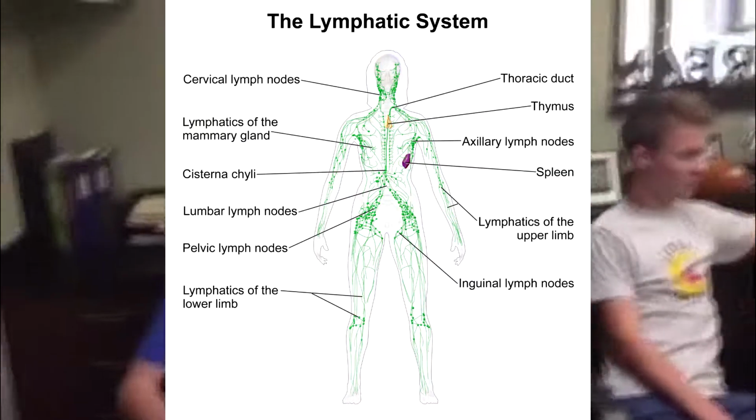So today we'll be talking about the lymphatic system. Does anyone have any clue on what that is? Nope, never heard of it.